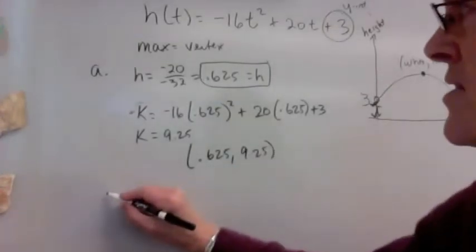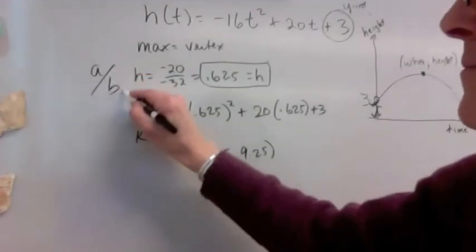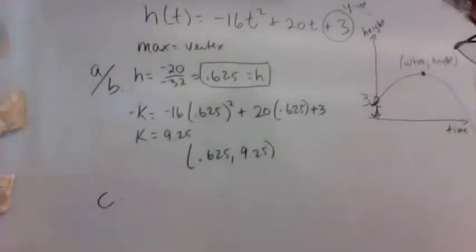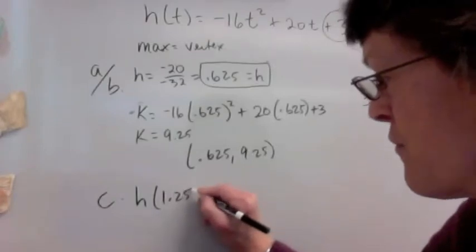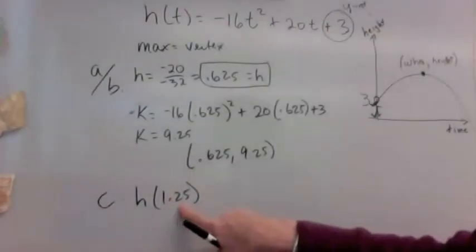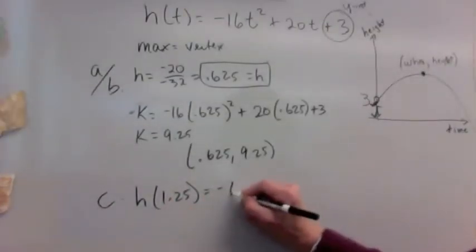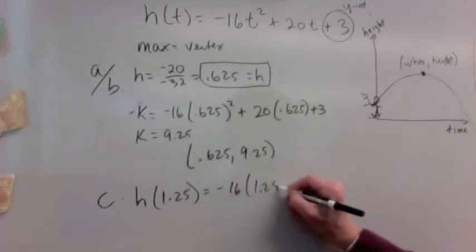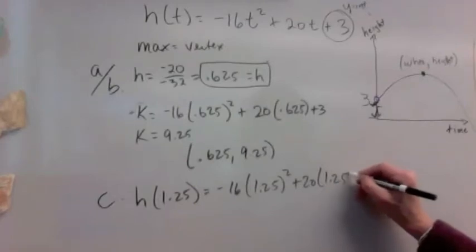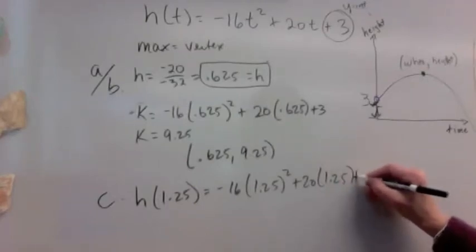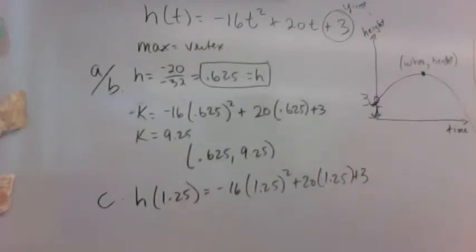All right, C, this is A and B. So C asked about how high the ball was after 1.25 seconds. Well, you're just substituting that in, 1.25, because that's the time, and you plug it right into your equation: negative 16 times 1.25 squared plus 20 times 1.25 plus 3. And that will give you an answer. Just plug that in your calculator.